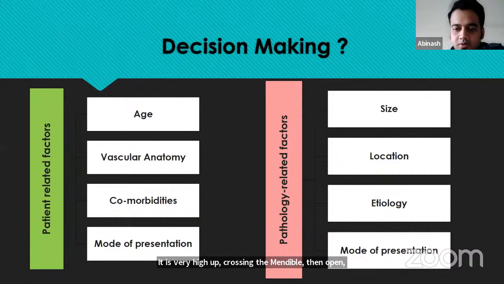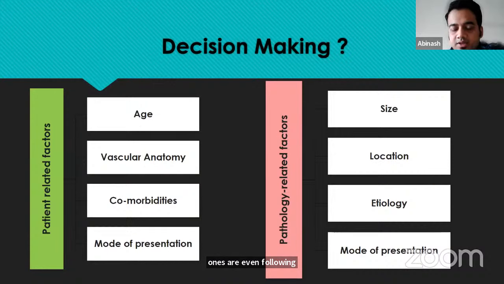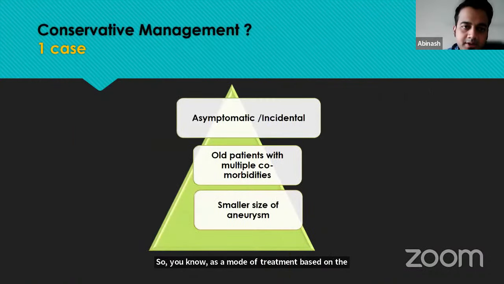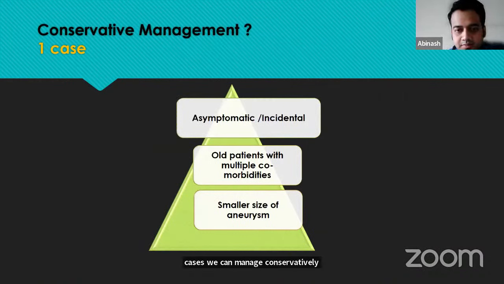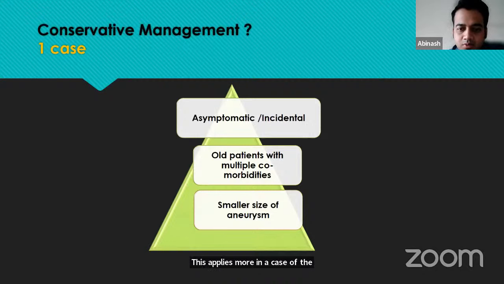Etiology, again, across all the other modes, the common ones are even following carotid endarterectomy, pseudoaneurysms, infection, and all that. So endovascular has been emerging as a mode of treatment based on the pathology. Now, conservative management, which are the cases we can manage conservatively? Like I already said, asymptomatic or incidental ones can be managed conservatively. This applies more in the already developed nations where they have screening. Then the old patients with multiple comorbidities and smaller size of the aneurysm.